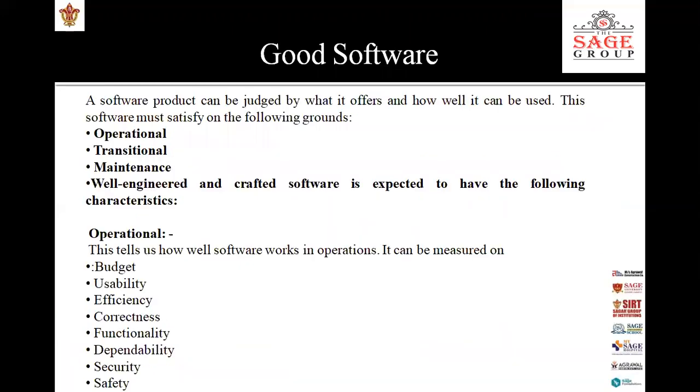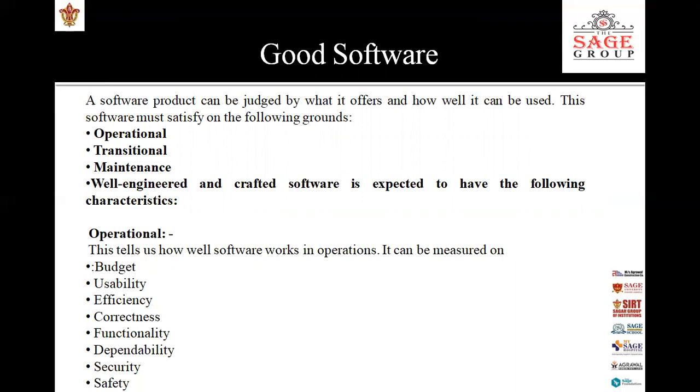Now, I will discuss good software. What is good software? After clearing up the characteristics of software, you might be understanding good software. A software product can be judged by what it offers and how well it can be used. Software must be satisfied on the following grounds: first is operational, second is transitional, third is maintenance. Well-engineered and crafted software is expected to have the characteristics we discussed in the previous slide. So these are the good software.